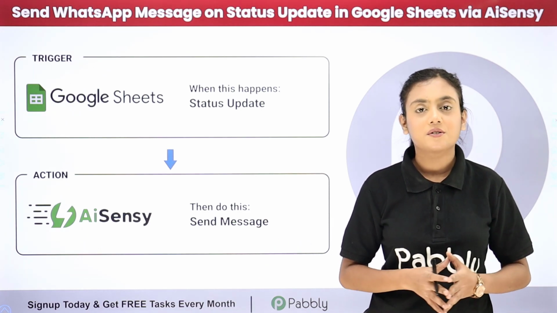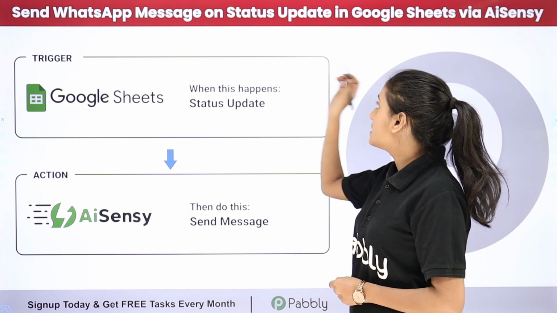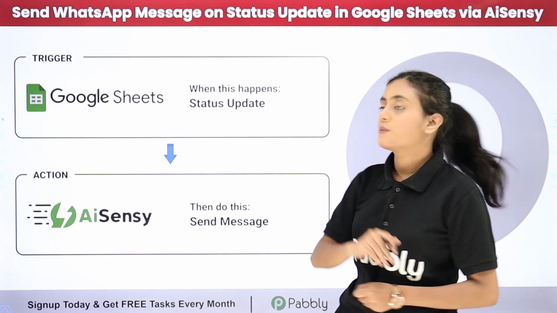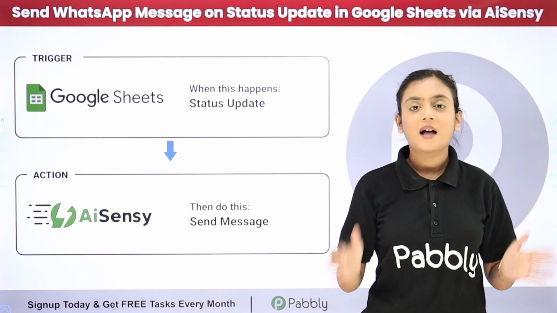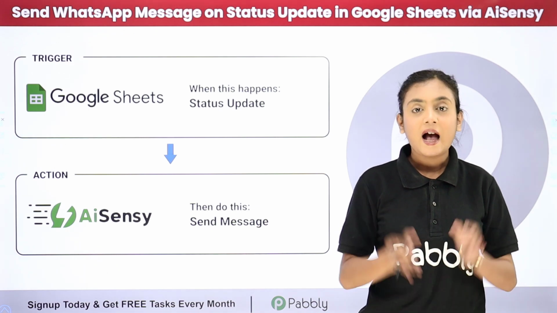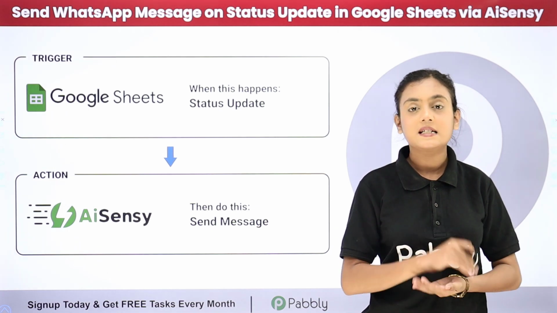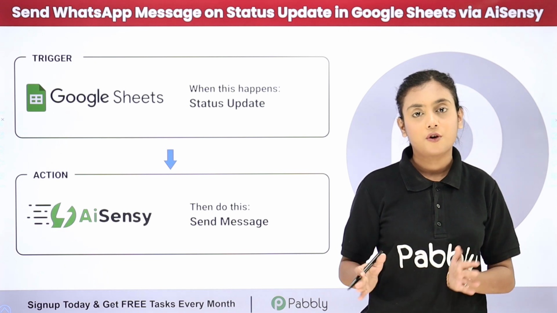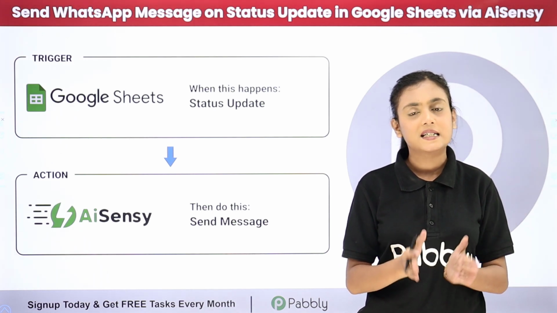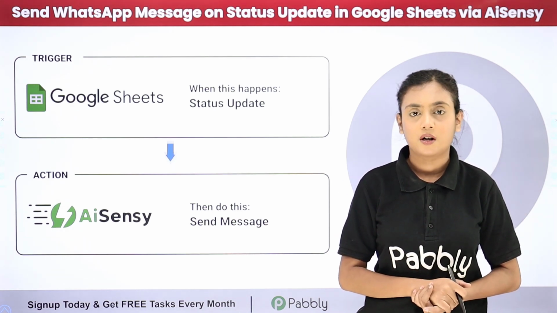In this video we're going to learn how to send WhatsApp messages on status update in Google Sheets via AiSensy. So I'm an owner of a retail store and I manage my inventory details in my Google Sheets. I create a record of it, like the product name, product details, stock details, etc.